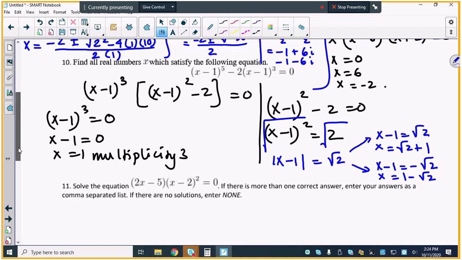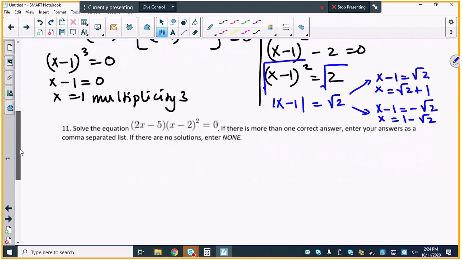And all of them are real numbers, so I get 5 x-intercepts, even though the graph is going to cross the x-axis at 1 because of the odd multiplicity. And the other 2 x-intercepts are going to be square root of 2 plus 1 comma 0 and 1 minus square root of 2 comma 0. Again, odd multiplicity, both of them are 1, so the graph will cross the x-axis at these points.